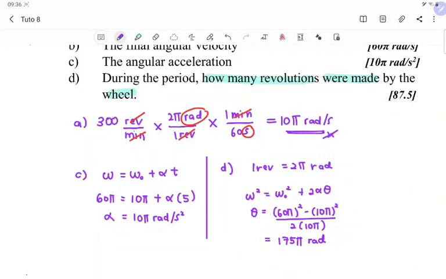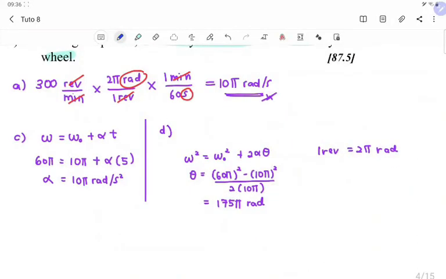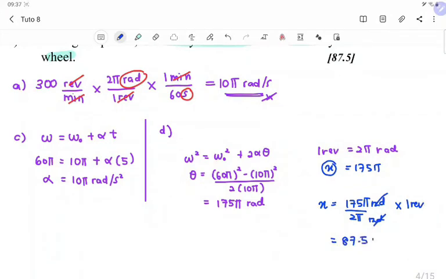Then change that to revolutions. You want to find x revolutions, where 175 pi radian corresponds to x. So x equals 175 pi divided by 2 pi radian, times 1 revolution. You will get 87.5 revolutions. So this is the answer.